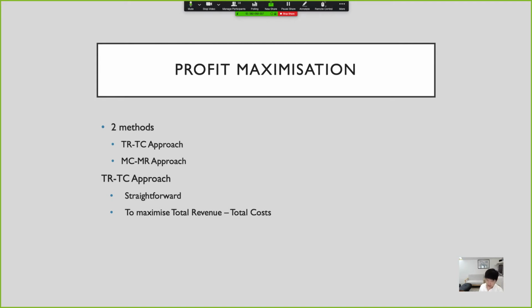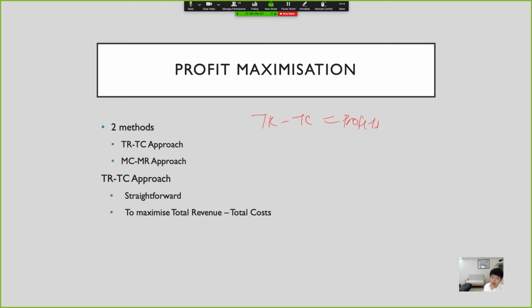Okay, what is the TR-TC approach? Yeah, the TR-TC approach is a very straightforward approach. Okay, so to find out profits, we take total revenue minus total cost, and we'll get our profits.